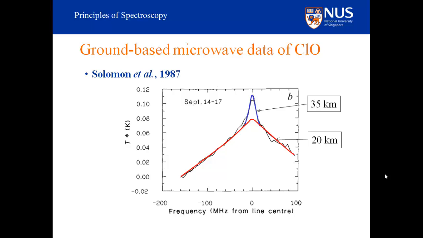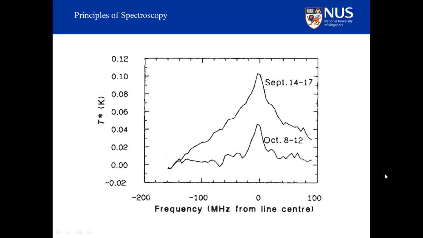You might argue that this broad feature is perhaps just some background spectral feature, and the spectral information is just this peak at the top. Well, here is the same data as before, with that peak and the broad peak underneath that was measured between the 14th and the 17th of September. This is what the data looked like from October the 8th to October the 12th. Notice that all you've got here is the peak that is associated with 35 kilometers.